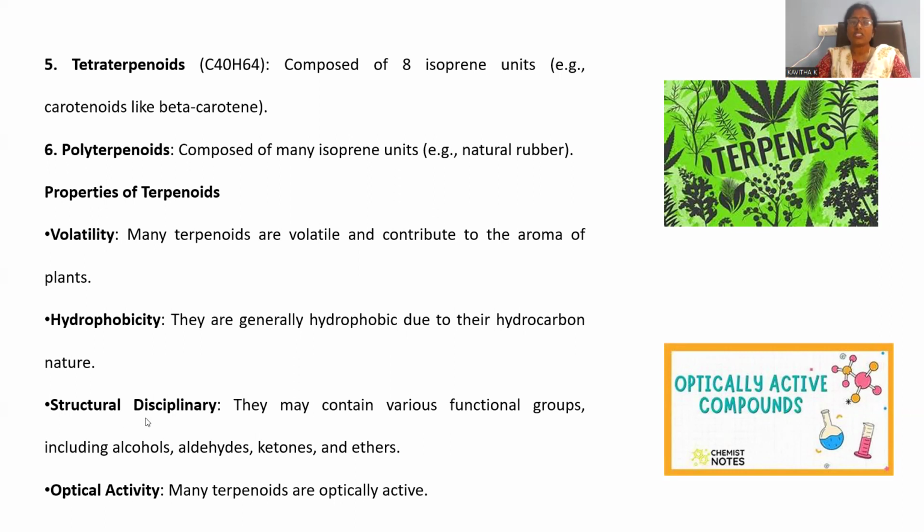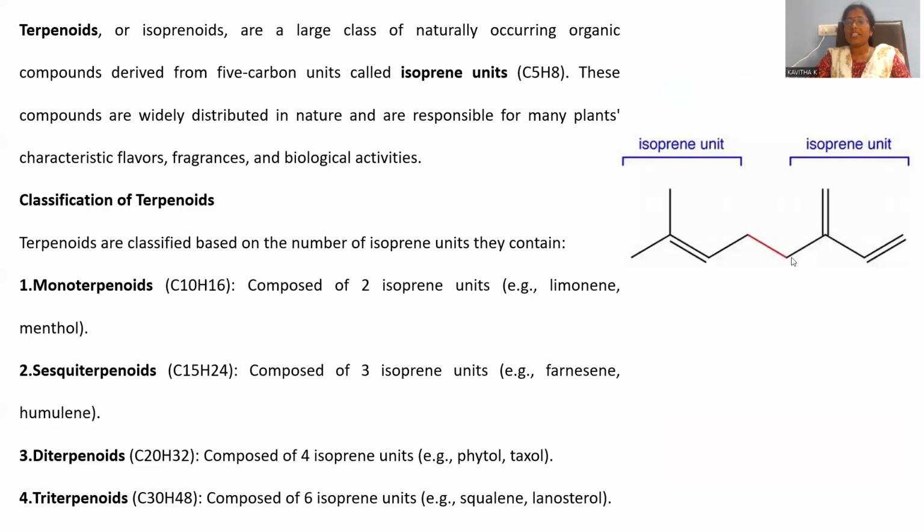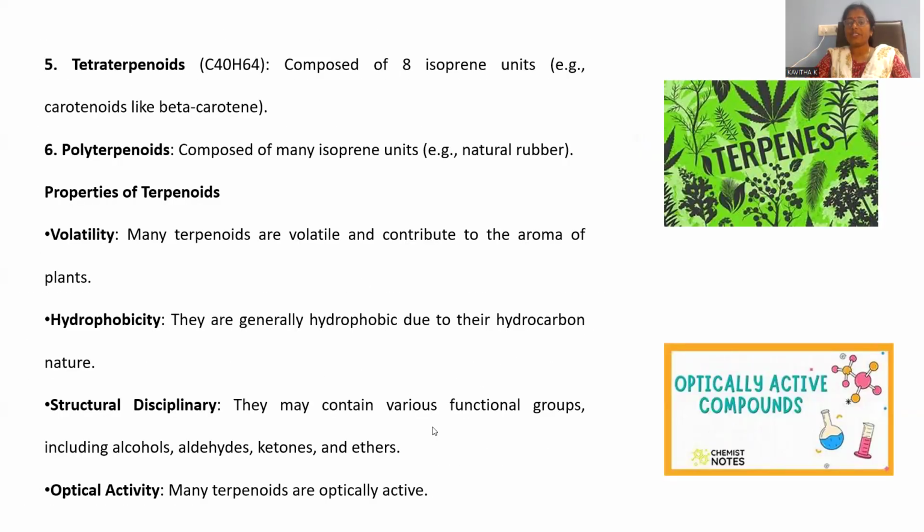In structural diversity, though we have isoprene in general, their combination is in various dimensions. That's the reason why there is a possibility of the existence of alcohols, aldehydes, ketones, and ethers. Many kinds of functional groups are available, so structural diversity is also formed.